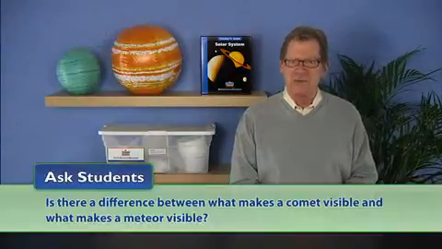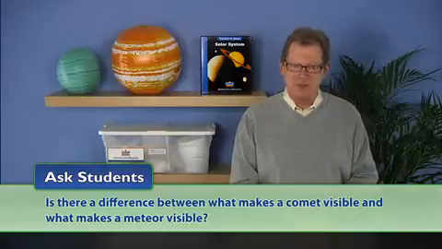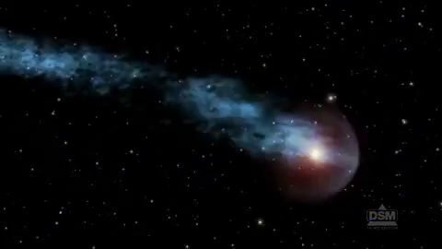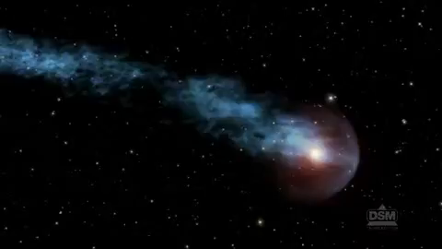Finally, to review their understanding, ask students, is there a difference between what makes a comet visible and what makes a meteor visible? Students should respond that a comet is visible because sunlight reflects off a tail made of vapor and dust particles, whereas a meteor is visible because it encounters friction in the atmosphere, which causes the meteor to burn brightly. To conclude the activity, discard the liquid from the comet heads and dry the aluminum pans. Return all materials, including the pebbles, to the kit.